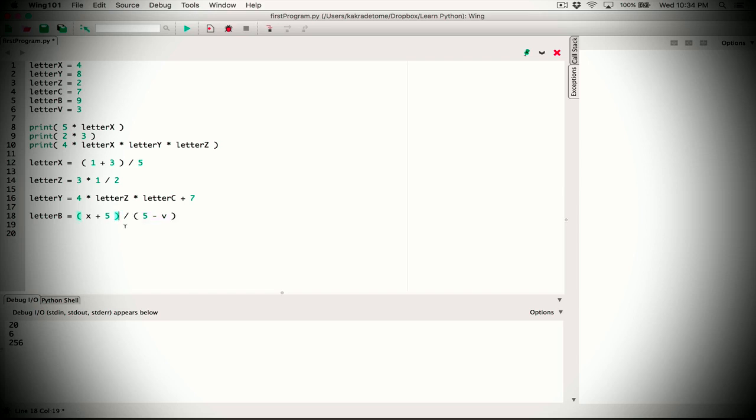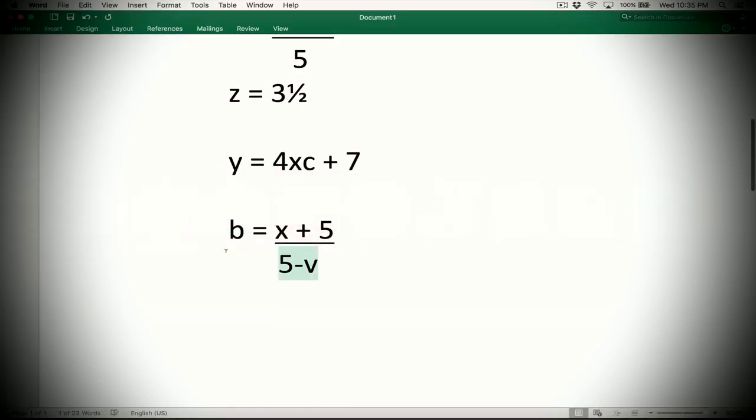If we don't include our parentheses, what's going to happen is that since the division sign has a higher precedence, the operands right next to the left and right of it are going to evaluate first. So it's going to be 5 divided by 5, and then that result is going to be added to x, and then v is going to be subtracted from the result of all that. But if you include your parentheses, it finds the value of x plus 5, finds the value of 5 minus v, and then divides the results of both. So that's how you write something like that.